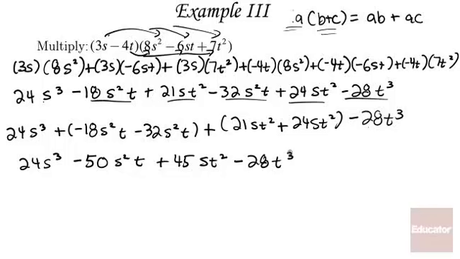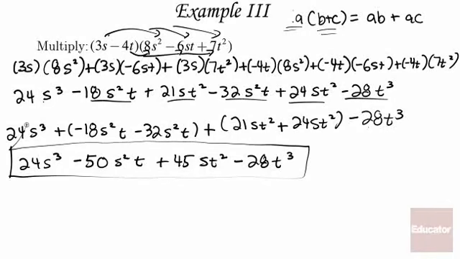Okay, so I had a fairly complicated situation here, multiplying a binomial by a trinomial, and I handled that by multiplying this first term, 3s, times everything in the parentheses. Then the second term, negative 4t, by everything in the parentheses. That gave me all of this. I multiplied them out, grouped like terms, which I had a couple, and then added to give me the answer to when this is multiplied out.